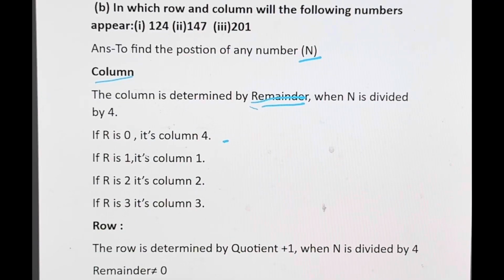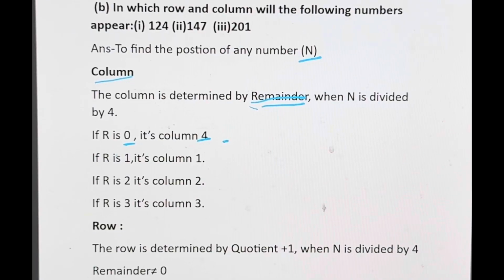So, why are we dividing by 4? First of all, there are 4 columns, so we are dividing by 4. If the remainder is 0, it will be column 4, because if you remember, in column 4 the expression was 4x. They were all multiples of 4, so naturally the remainder will be 0.